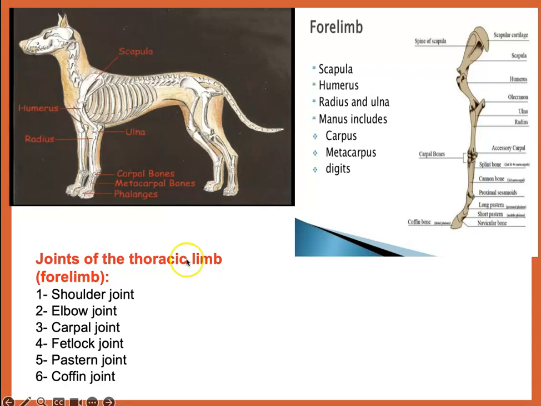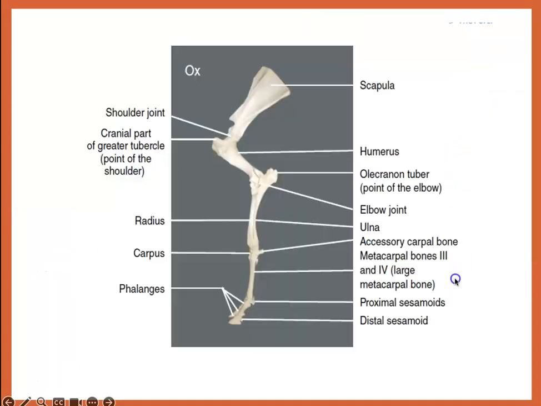If you look at this diagram, you will see the bones of the thoracic limb or forelimb: scapula, humerus, radius and ulna, and the carpus, metacarpus, and digit. The area from the carpus until the distal phalanx is known as the manus region in the forelimb. Also, you can see the joints of the thoracic limb, which will be discussed later in special arthrology. So you have the shoulder joint, then the elbow joint, then the carpal joint, then the fetlock and pastern, and finally the coffin joint.